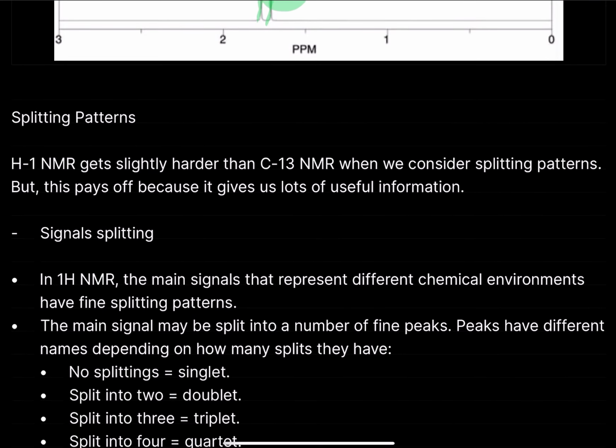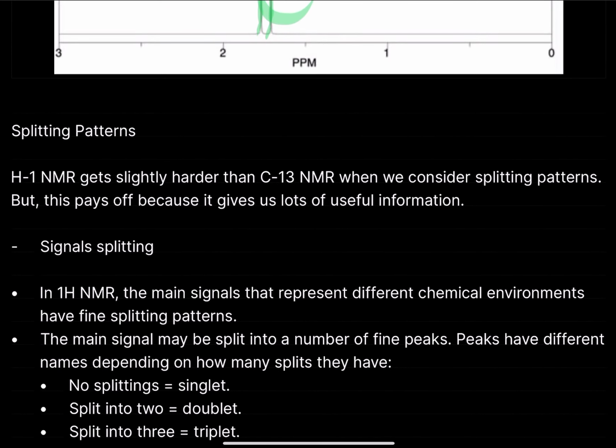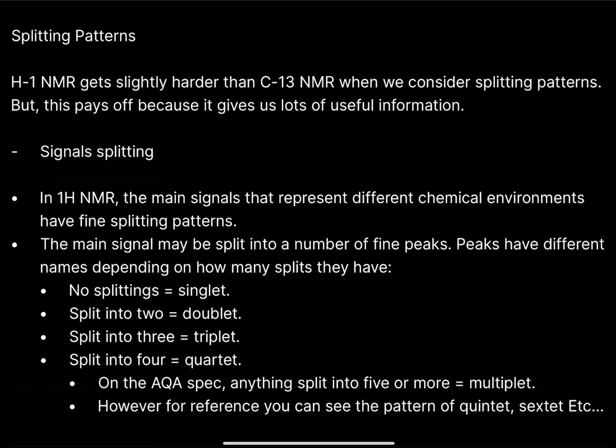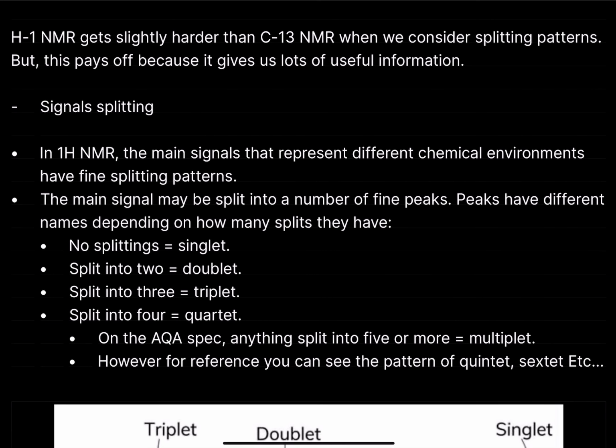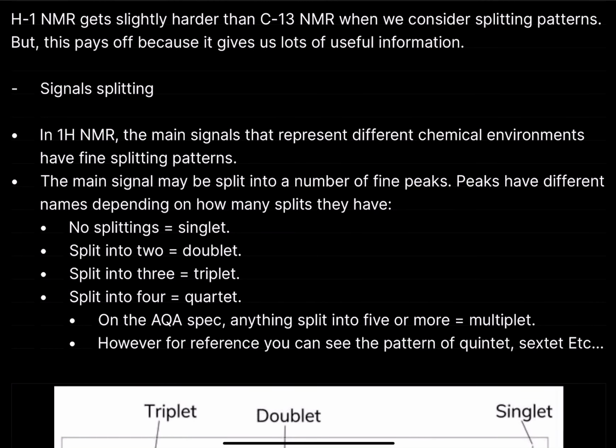All right, splitting pattern. This is the difference between carbon 13 NMR and hydrogen 1 NMR. H1 NMR gets slightly harder than carbon 13 NMR when we consider splitting patterns, but this pays off because it gives us a lot of useful information. For example, signal splitting.